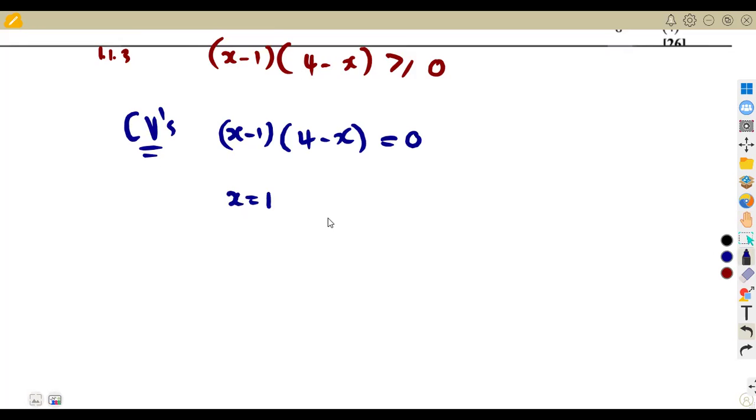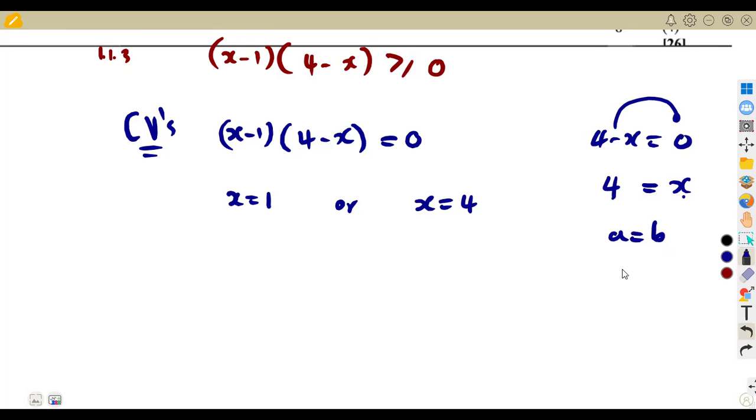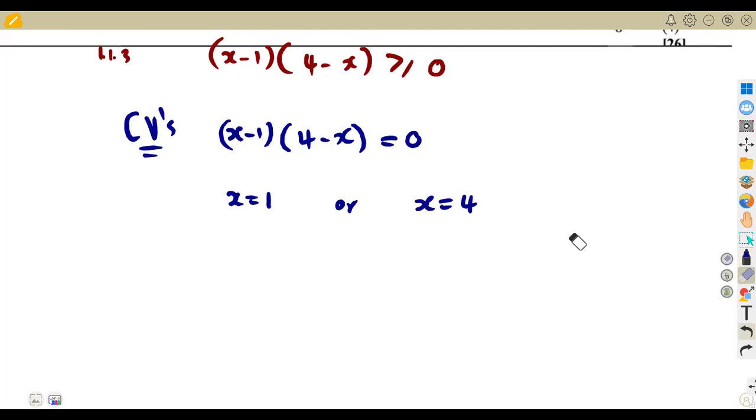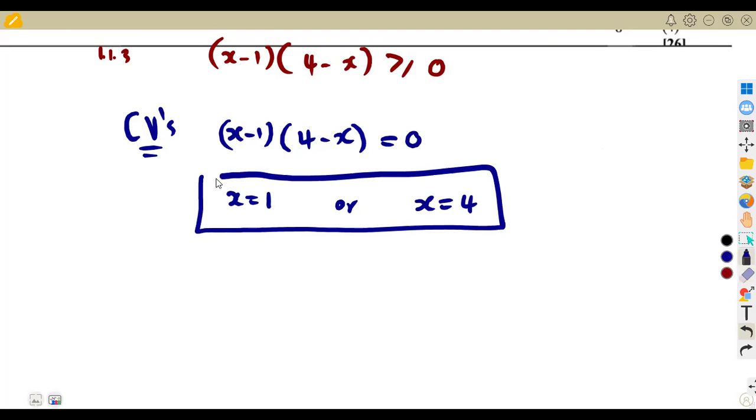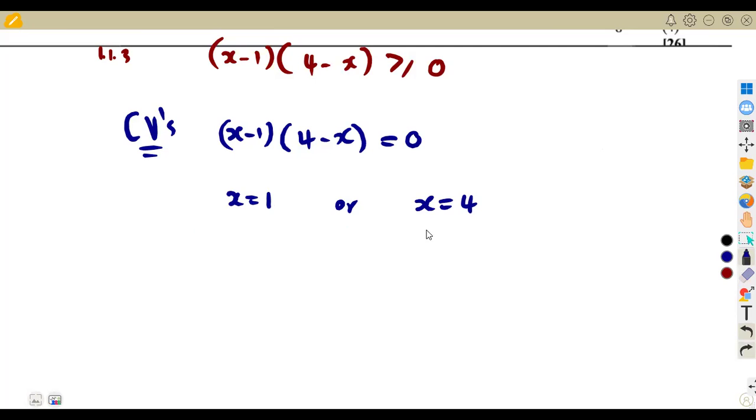So x is equal to 1 from this bracket, or from this bracket of 4 minus x is equal to 0. How can we find x? We transpose x this side. It means 4 is equal to positive x. If 4 is equal to x, what does it mean? It means x is equal to 4. If A is equal to B, it means B is equal to A. All right. So that is the condition that you're going to apply. So these are the critical values, the ones that you use to determine the solutions from the inequality.